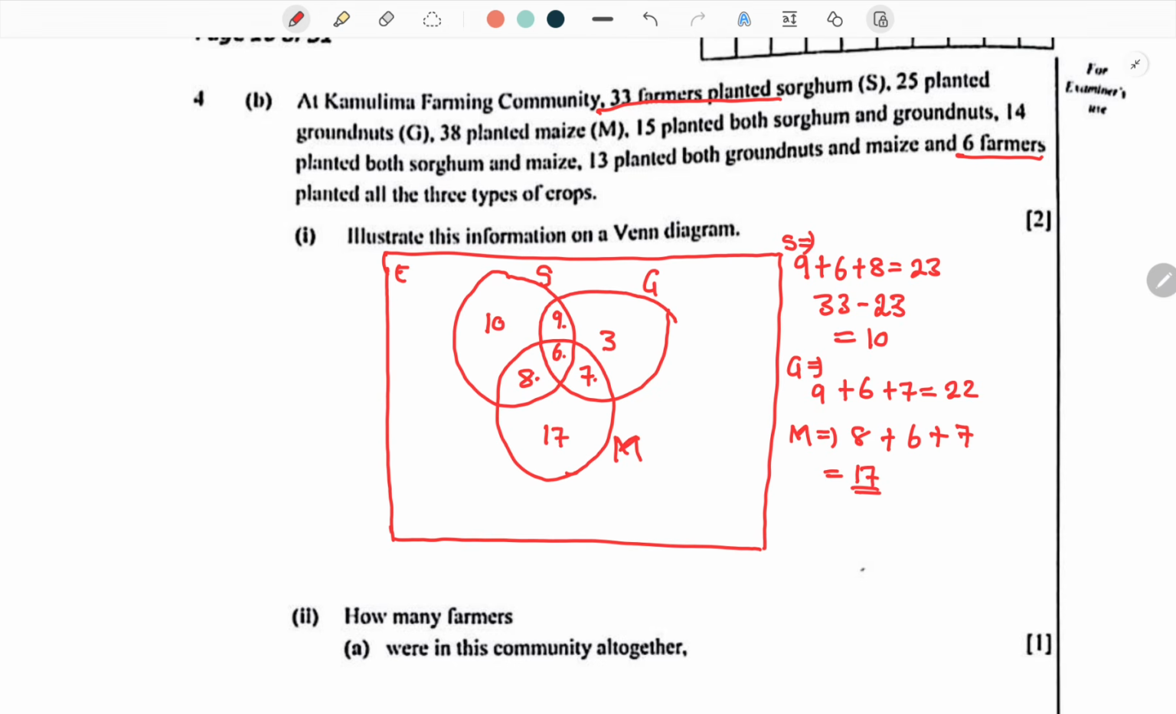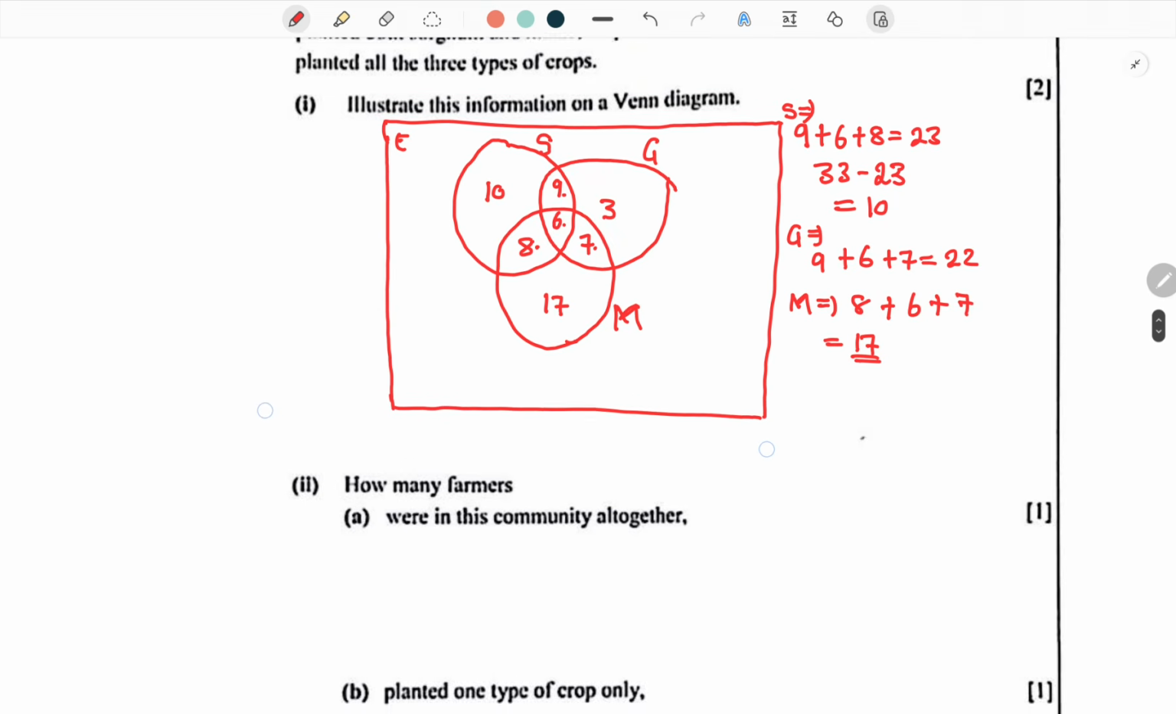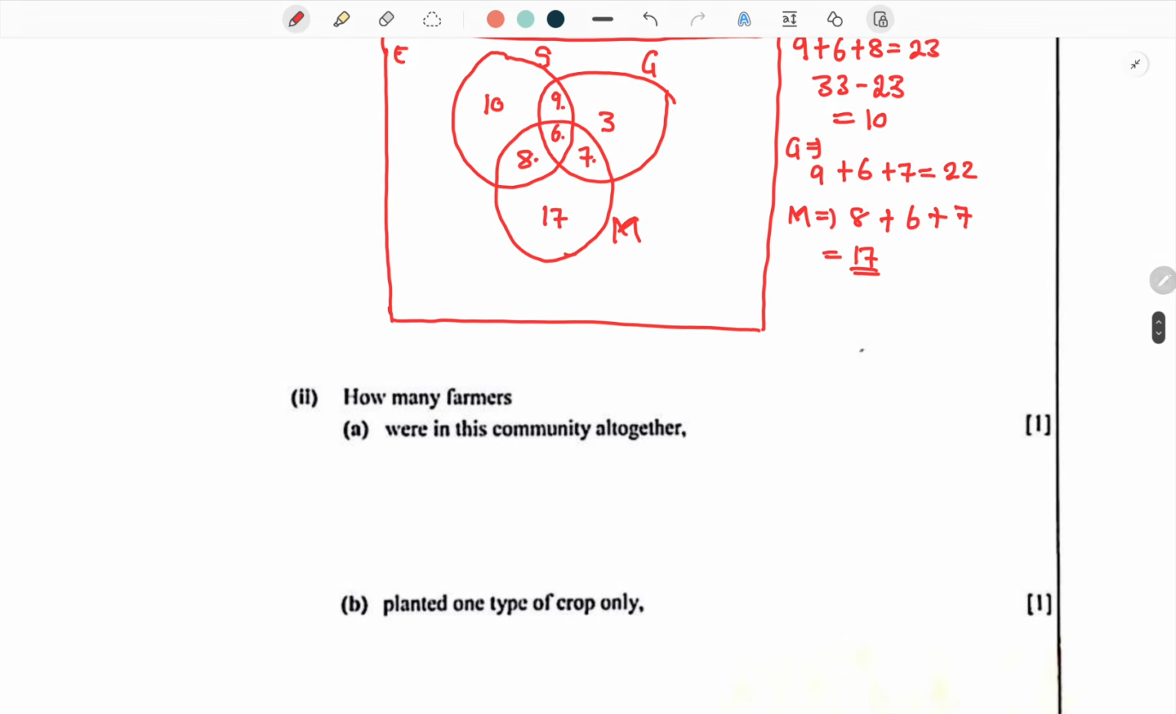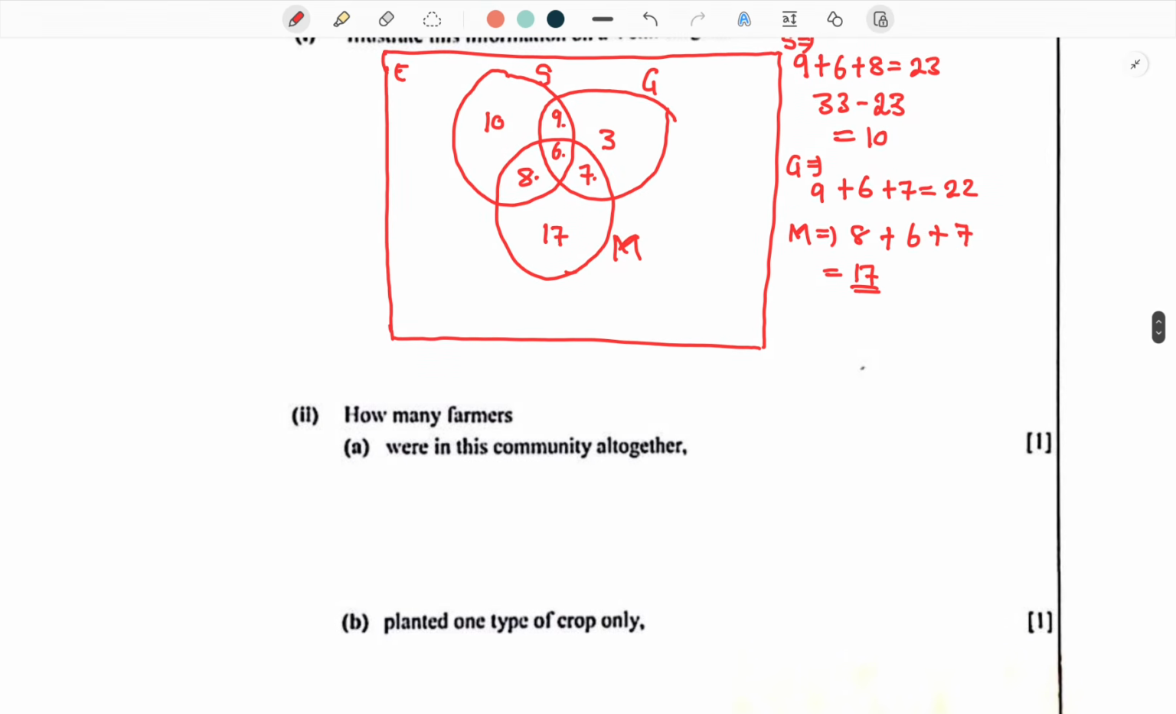From there we can now answer the questions that are coming down there. This is just how you fill in your Venn diagram. Don't rush, do not be in a hurry, just make sure that you are following the correct procedures. The questions are actually very simple. The first question was saying, how many farmers were in this community altogether? Just add everything.